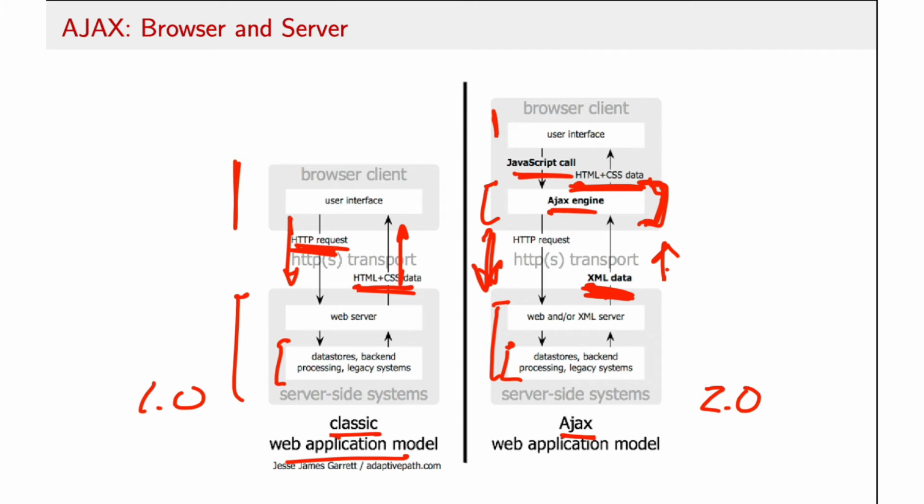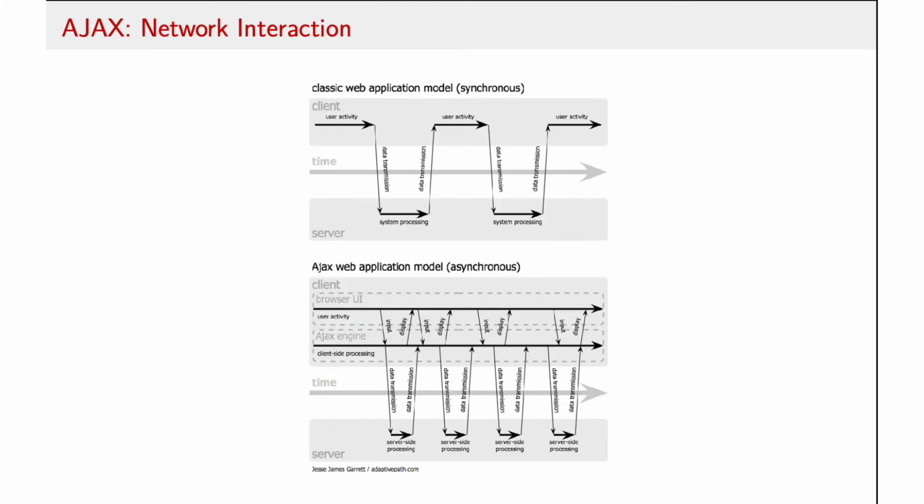So it's a big step forward from the 1.0 to the 2.0 model. It's still a little bit user interface centric in a sense, but the basic focus here is quite close to what we're going to be using for our application. Another way of viewing this, if you think about the interaction between client and server, between browser and server, this would be the classic approach, the 1.0 approach, and this would be the 2.0 approach.